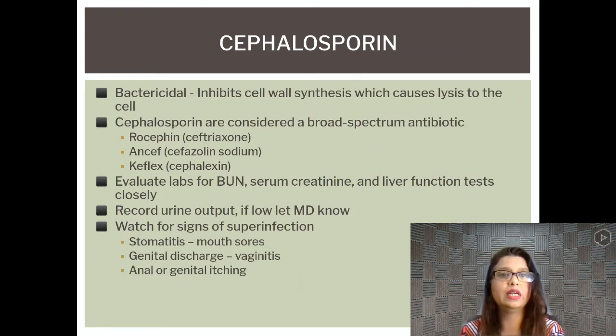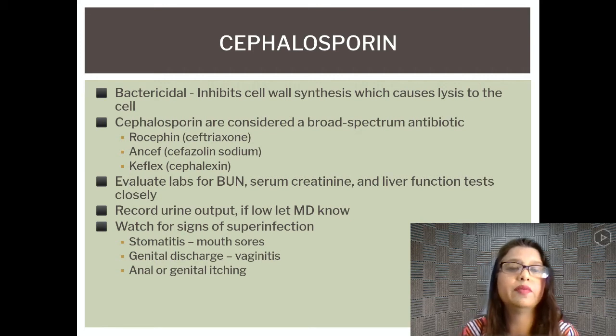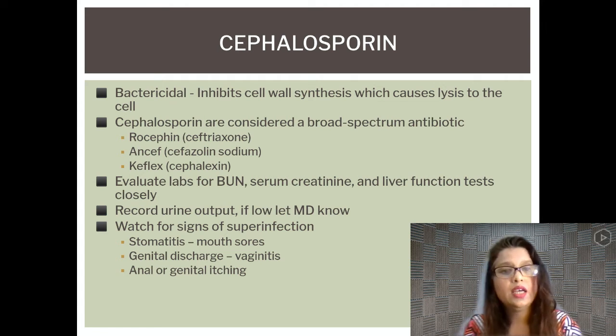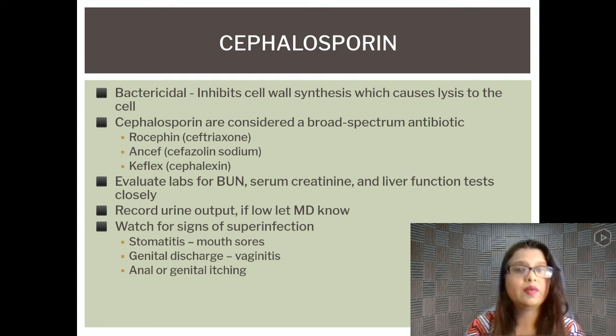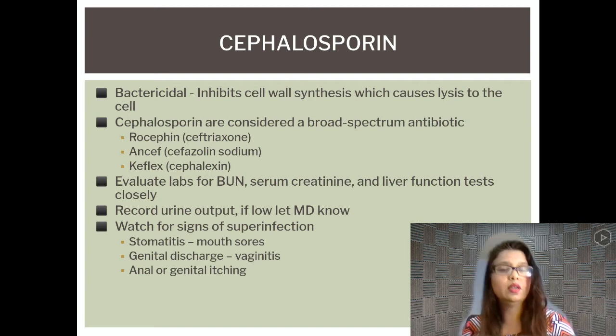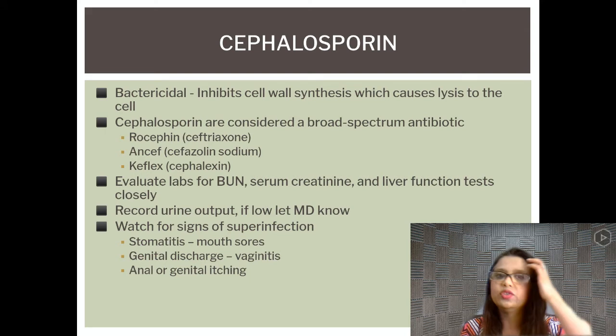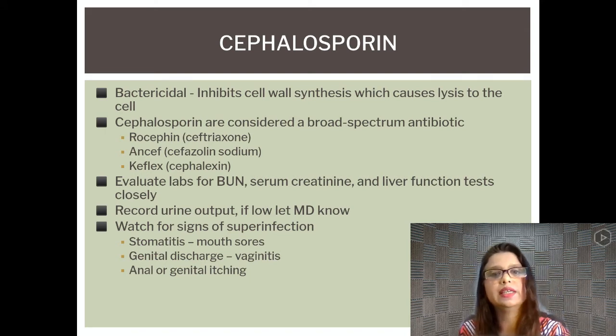Cephalosporin, what is cephalosporin? Bactericidal. It is another kind of antibiotic classification. Some of the antibiotics come under cephalosporins. Those are broad spectrum antibiotics. Some of the examples could be Rocephin, Ancef, Keflex. And evaluate labs for BUN, creatinine, liver function test closely. Now this is standard for all antibiotics. Always know that you have to check their kidney function test and liver function test.